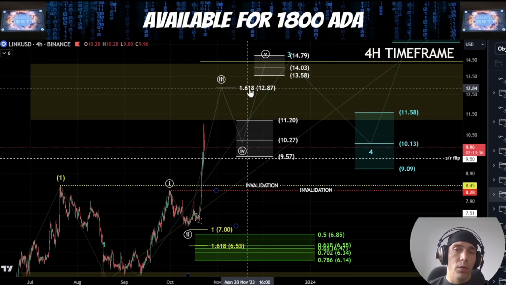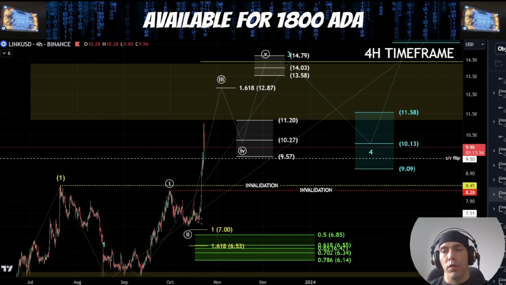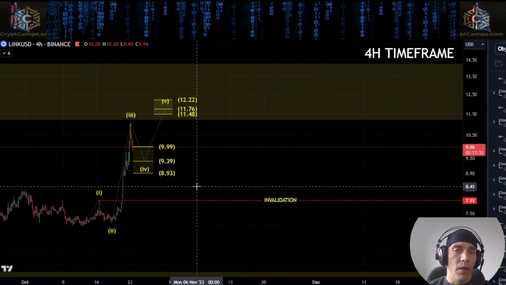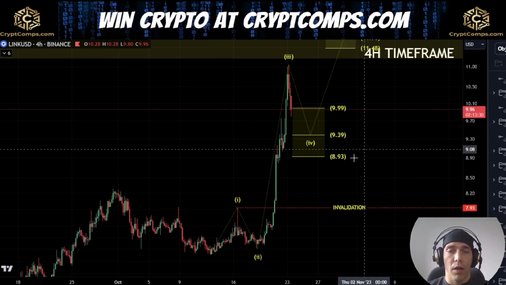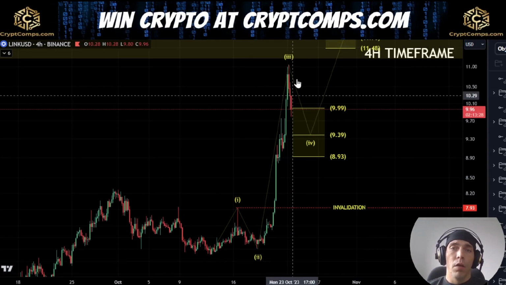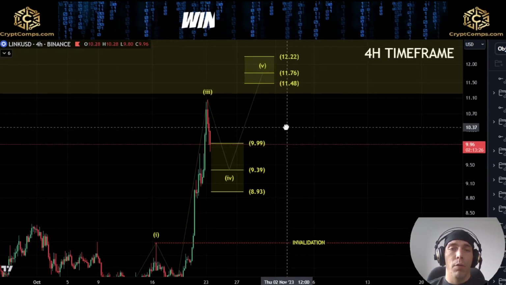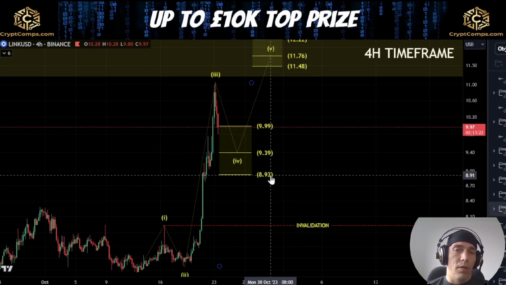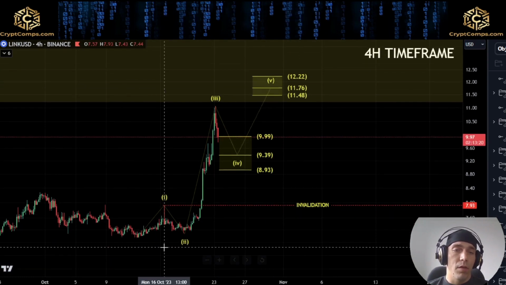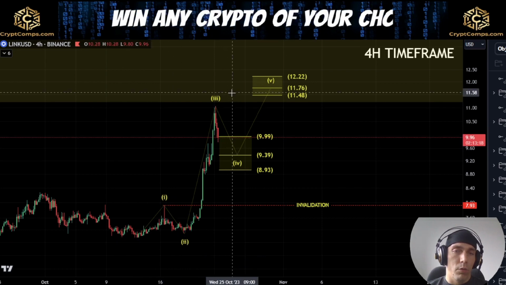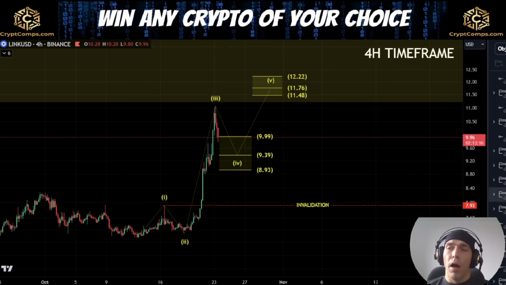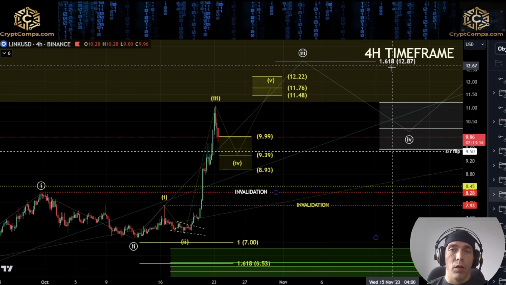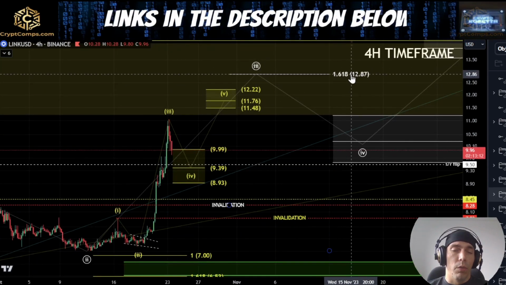Now, the ideal zone we'd be looking for is this 1287. The way we would be looking to get there, if we are going to see this play out, is actually treating this as 1, 2. This whole move then becomes wave 3. And once again, we're looking for that 999 to that 893 zone. If we do see something like this play out, where this is 1, 2, 3, 4, and 5, I'll be looking to see if this extends a little bit further up here towards this 1287.